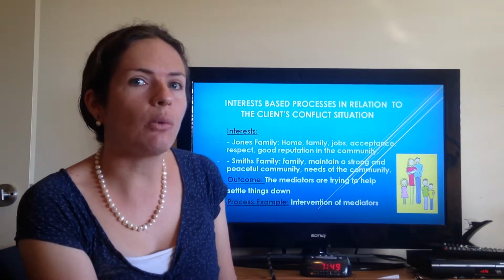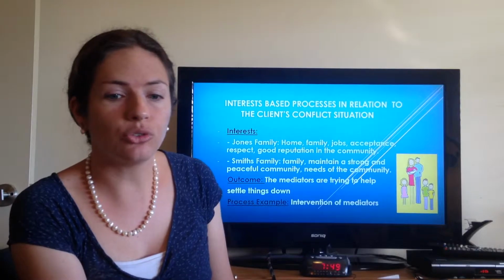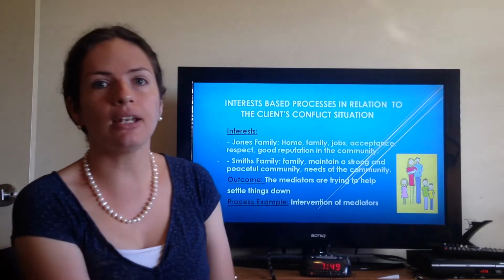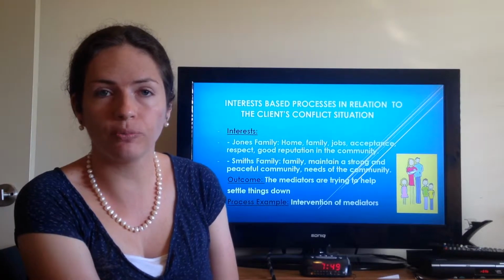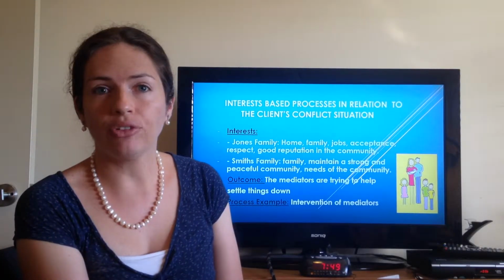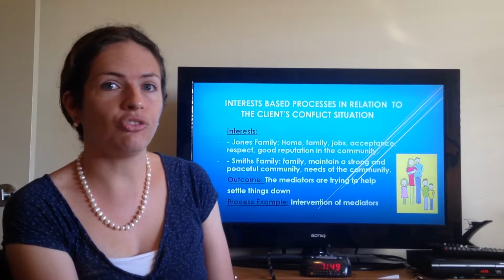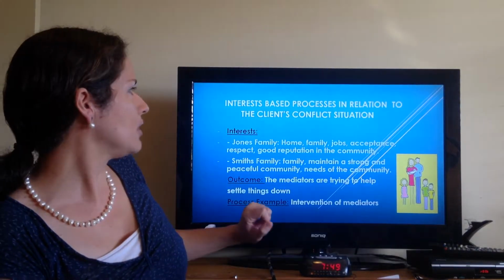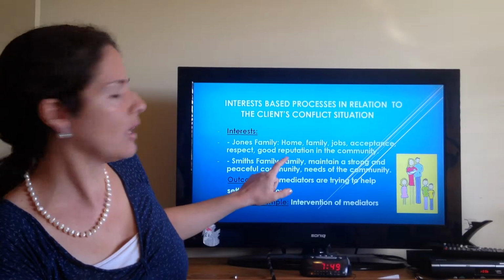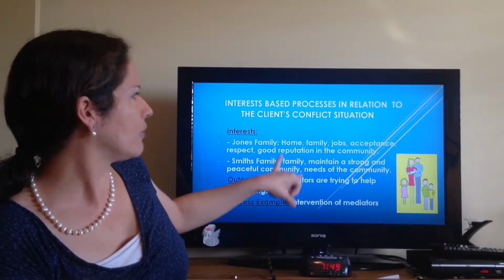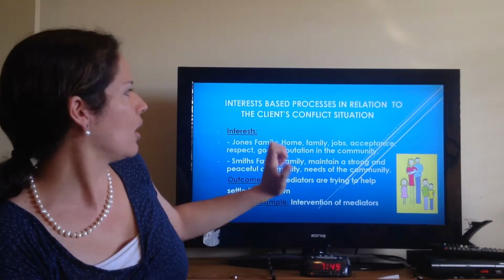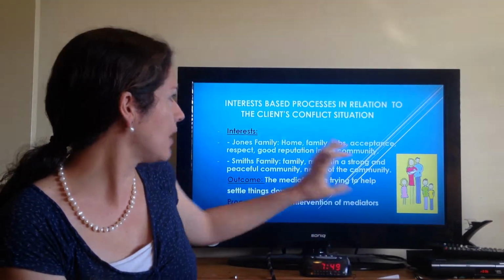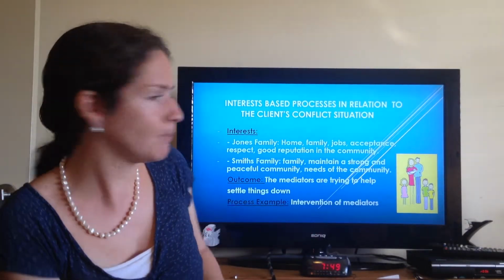Now, Mr. Jones, I would like to apply the model to your case. In regards to interest-based processes, I believe you have not used any of these processes yet because you have not tried any negotiation with the Smith family. However, I would like to mention that the interests you have in the conflict are to have a home, to protect your family, to protect your home, to have jobs for your children, and to have acceptance and respect in the community.